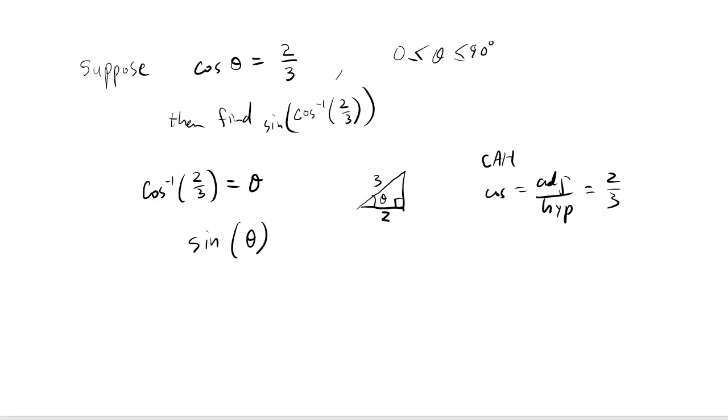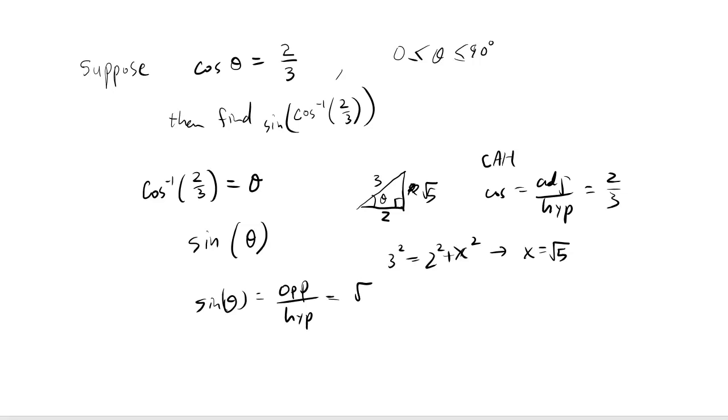Then you use the Pythagorean theorem: 3 squared is equal to 2 squared plus this unknown x, I'm going to call it. If you solve this, you end up with x equals square root of 5. I'm skipping some steps here, but it should be pretty obvious. So if x equals square root of 5, put that in. And now what is sine of theta? That's opposite over hypotenuse, therefore it's square root of 5 over 3. So that's how you do that. Okay.